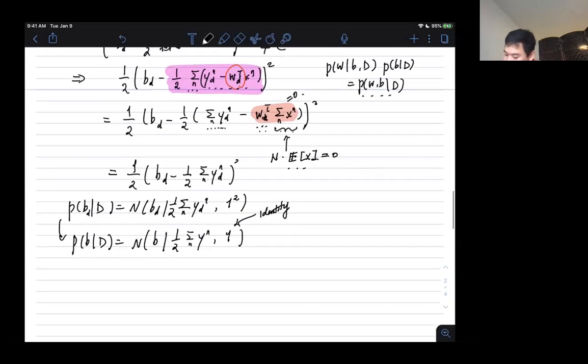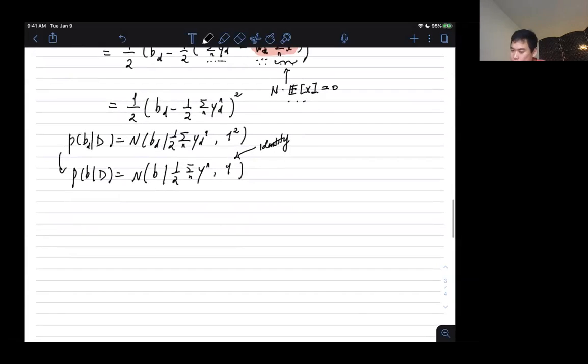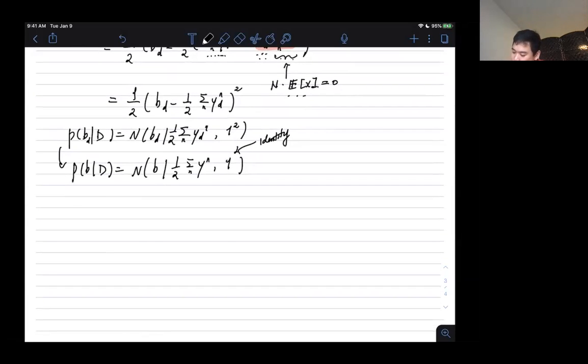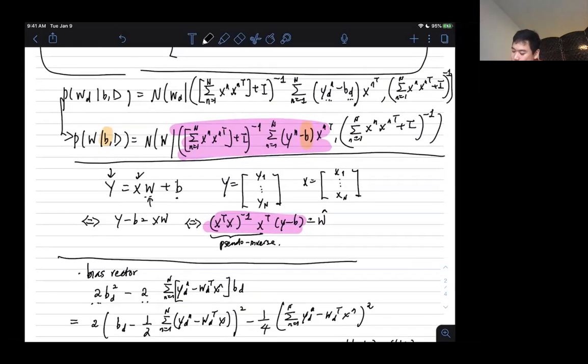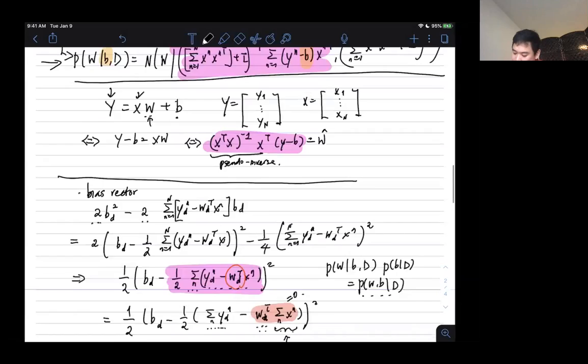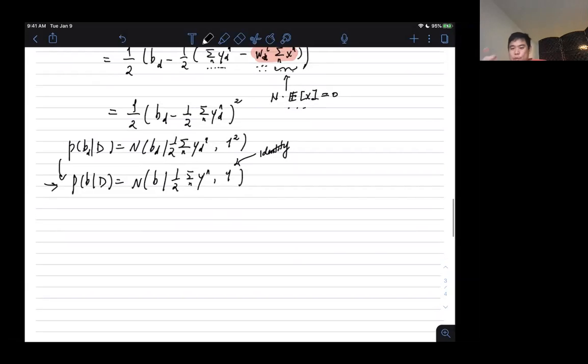Oops, yep, so here's a square. Yes, thank you. So this is the distribution we're going to end up with. Just like how we ended up with the posterior distribution, we end up with this posterior distribution over the bias.